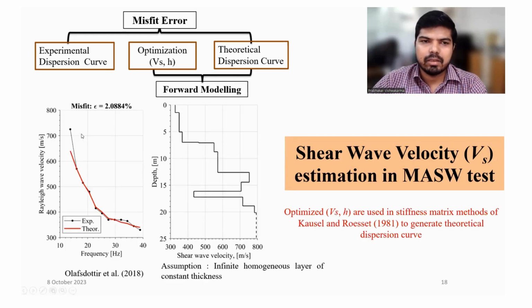So how is it done? Initially this black dotted line is the experimental dispersion curve, and then you have the inverted VS profile like that. Then this VS profile is used again for calculating the theoretical dispersion curve, the red one. You can see there is a similarity, and the similarity is calculated by the misfit error, that is the L2 norm.